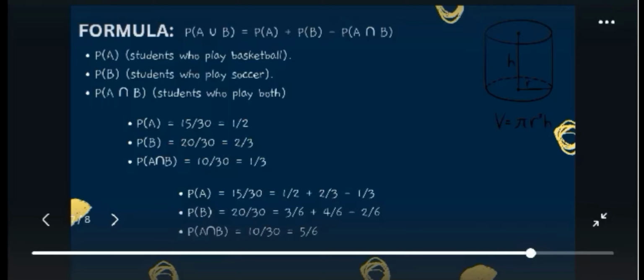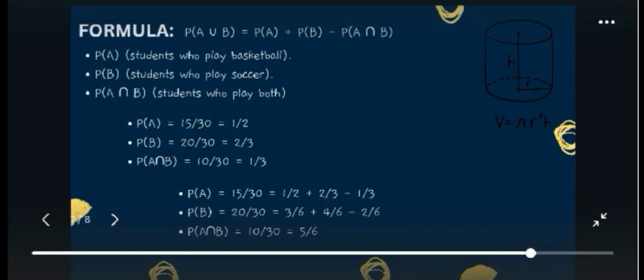Now we calculate the probability of the union. Probability A union B equals 1/2 plus 2/3 minus 1/3. So probability A union B equals 3/6 plus 4/6 minus 2/6. So the final answer is probability A union B equals 5/6.